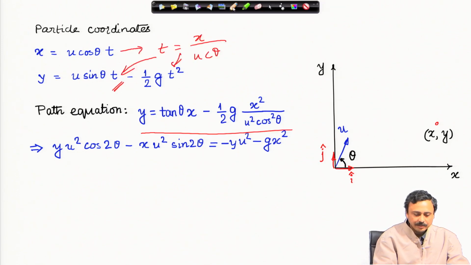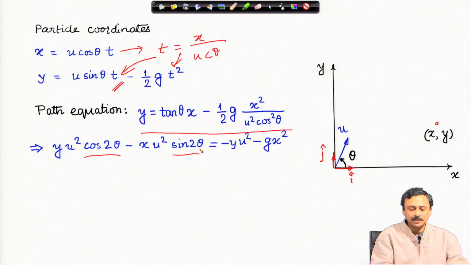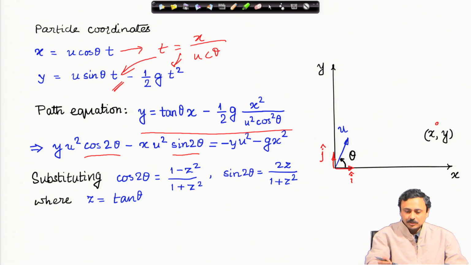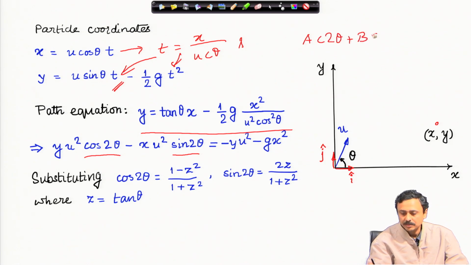Now, here note that we have set out to find theta, and theta turns out to be in this form: cos 2 theta, sin 2 theta, etc. Rest of it is given as x, y. The way to solve such an equation, this is of the form a cos 2 theta plus b sin 2 theta is equal to c.